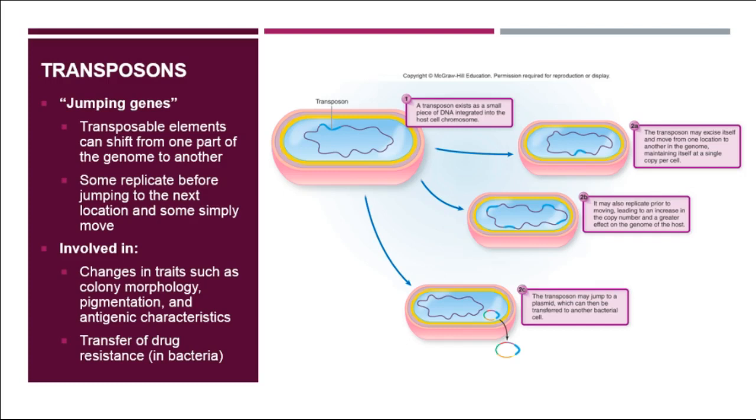Transposons are involved in changes in traits such as colony morphology, so what the colony looks like under the microscope, its appearance. It can also result in changes in pigmentation, like what's seen in maize, and antigenic characteristics. It can also be involved in the transfer of drug resistance in bacteria.